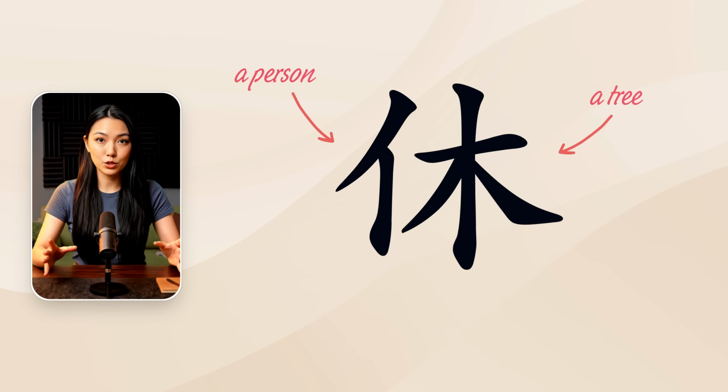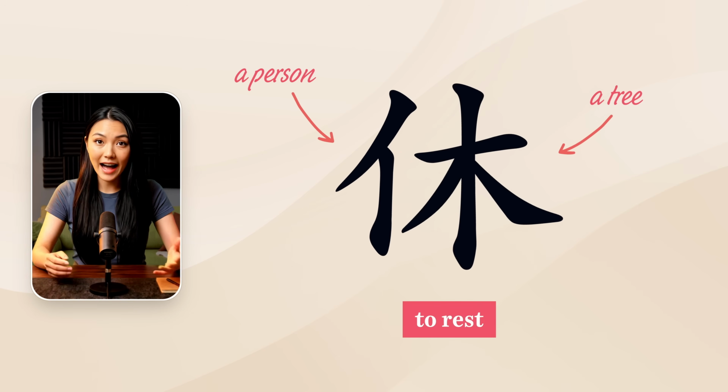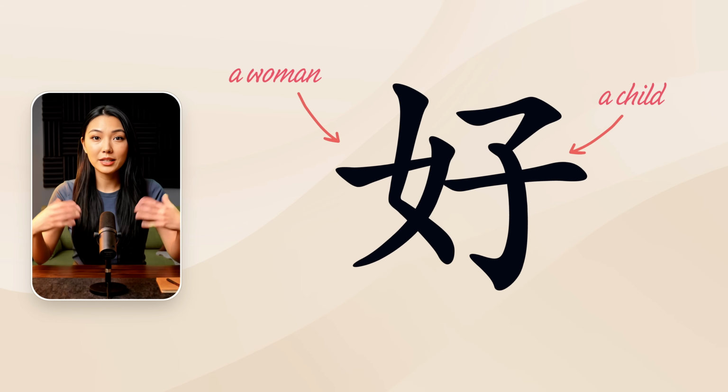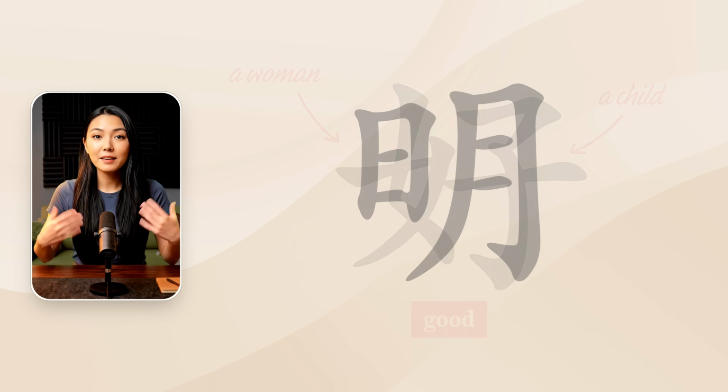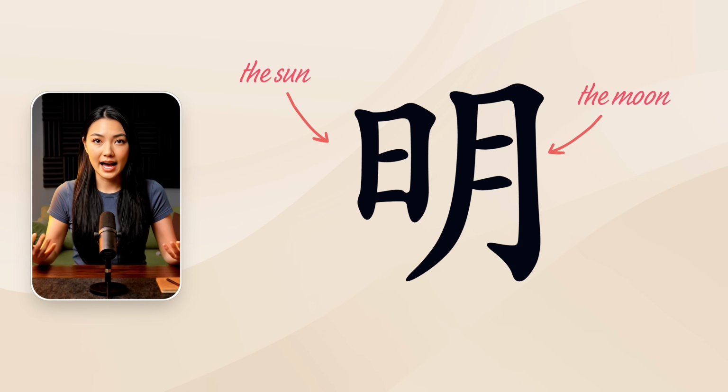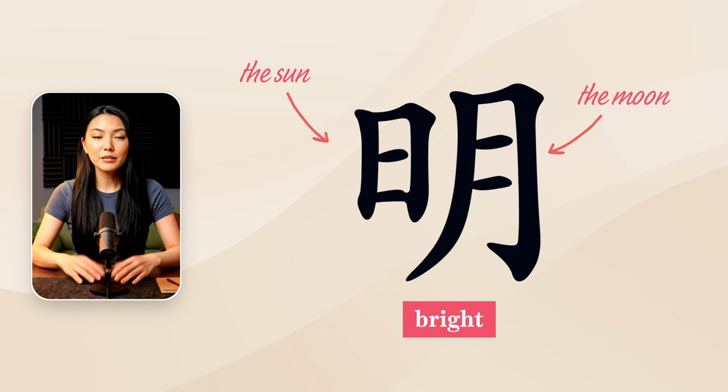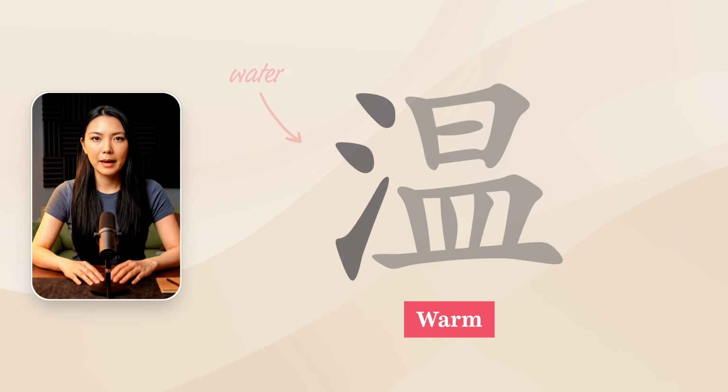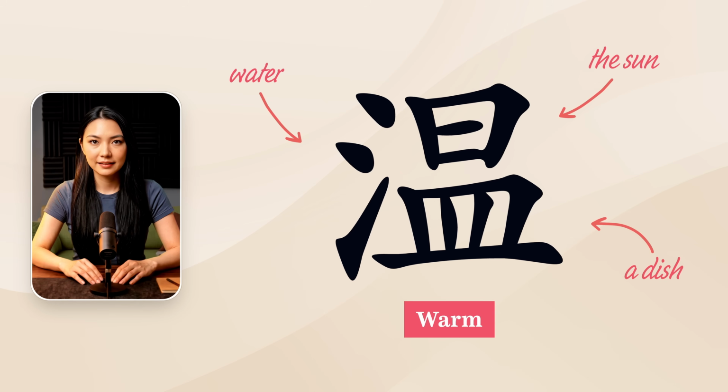One way of doing this was, instead of just drawing things, new characters were built out of existing ones. So a person leaning against a tree became the character for rest. A woman and her child became good. The sun and the moon, the two brightest things in the sky, became bright. You can even create a character for warm by putting water in a dish under the sun.